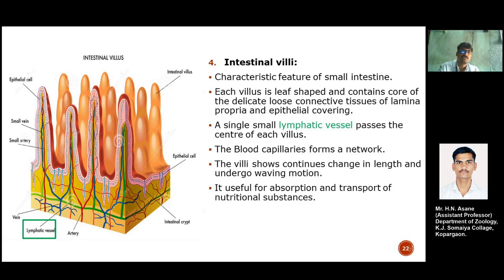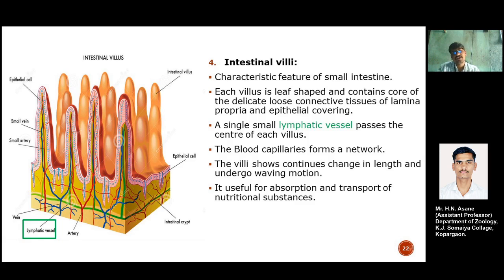Okay, so these villi show a continuous change in their length and undergo a waving motion. The waving pattern of the villi is seen in the small intestine. This continuous waving pattern of the villi goes in one direction, one continuous flow of their work. They form a continuous change in their length while performing this particular waving motion, the waving pattern.